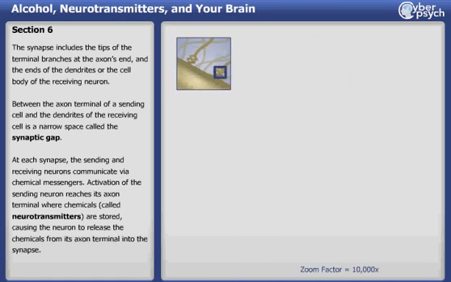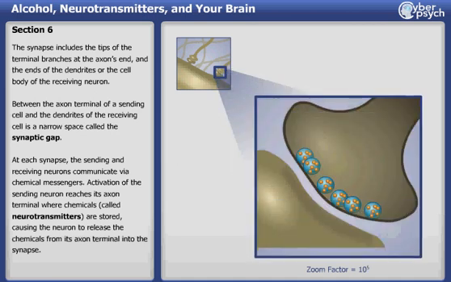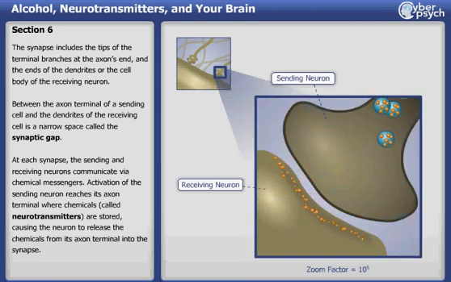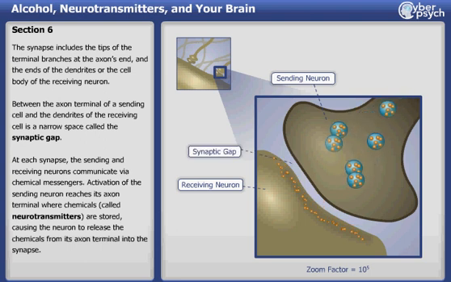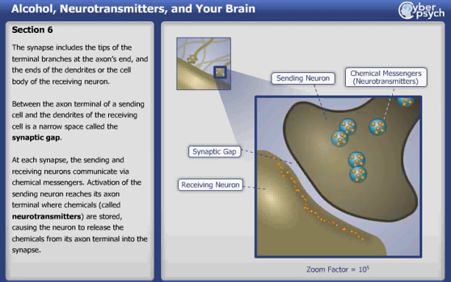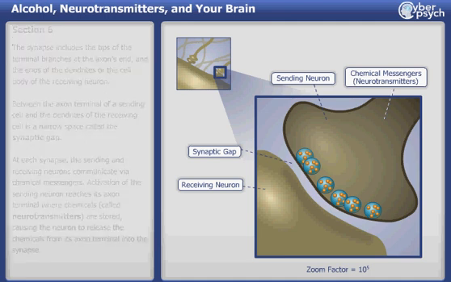The synapse includes the tips of the terminal branches at the axon's end and the ends of the dendrites or the cell body of the receiving neuron. Between the axon terminal of a sending cell and the dendrites of the receiving cell is a narrow space called the synaptic gap. At each synapse, the sending and receiving neurons communicate via chemical messengers. Activation of the sending neuron reaches its axon terminal where chemicals, called neurotransmitters, are stored, causing the neuron to release the chemicals from its axon terminal into the synapse.